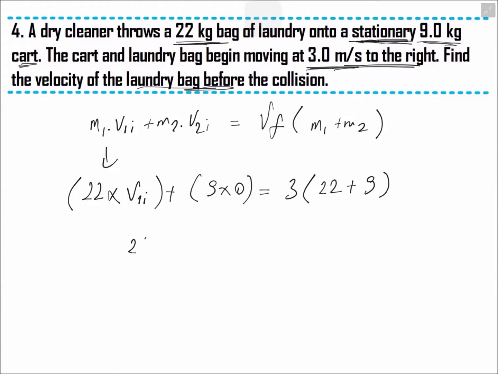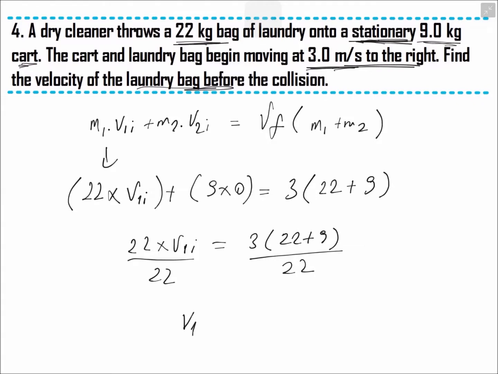So 22 times v1 initial equals 3 times 22 plus 9. If we divide both sides by 22, v1 initial will be equal to 4.2 meters per second to the right, because the result is positive.